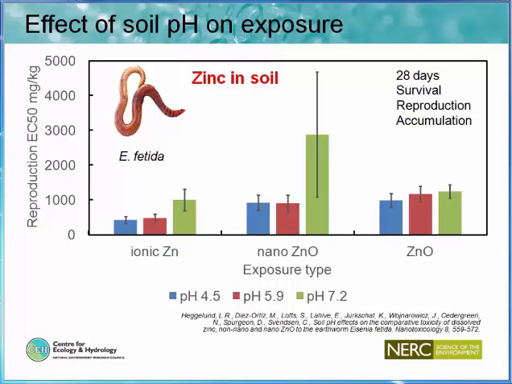But also what we can see importantly is that the apparent toxicity of both the nano and the non-nano forms of zinc oxide is lower than the effects of the ionic zinc, that being the concentration of zinc needed to depress reproduction by half is higher in a particular soil pH combination.